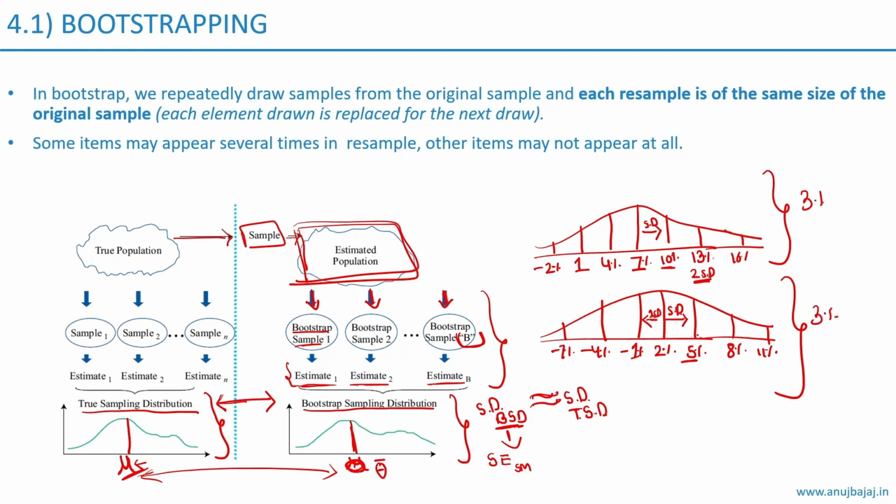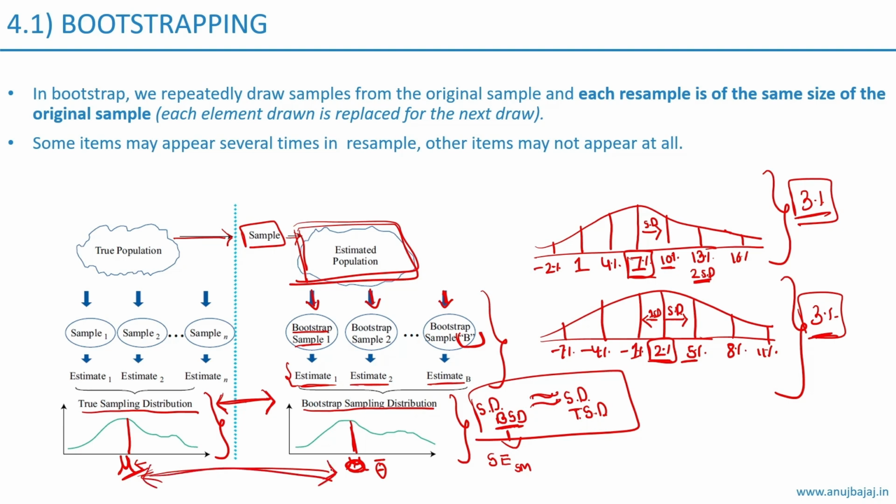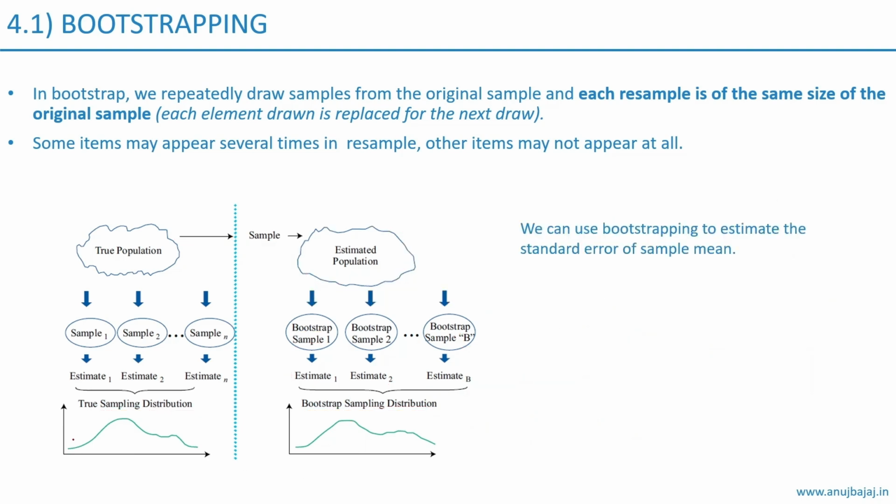So, even though both distributions have the same standard deviation, their means are different. So it is possible to have two different distributions which have the same standard deviations but different means. Similarly, the true sampling distribution and the bootstrap sampling distribution have the same standard deviation but different means. So we use the bootstrapping method to estimate the standard error of the sample mean, or we can say the standard deviation of the true sampling distribution.